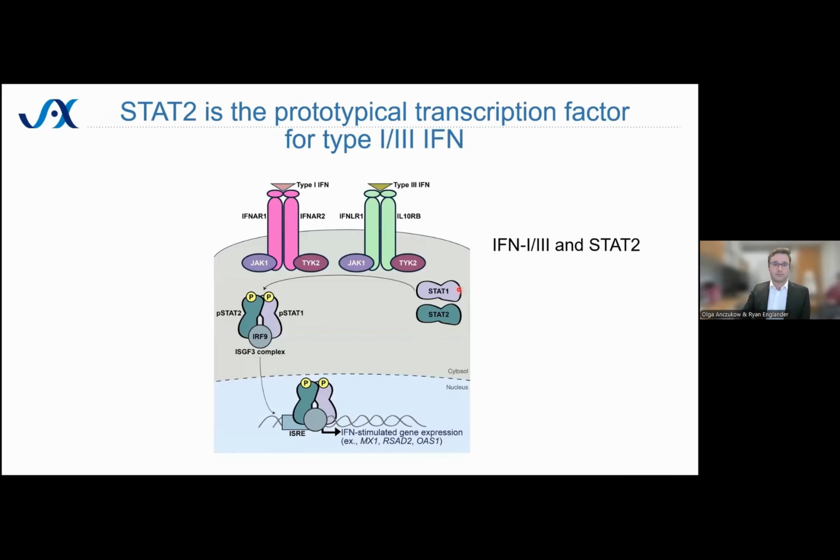So by way of brief reminder, STAT2 is one of those three crucial transcription factors that allows cells to respond to type 1 and type 3 interferon. Without STAT2, you don't get responses to these cytokines at all. And so it is an essential component of interferon responses, both in cancer and more broadly.